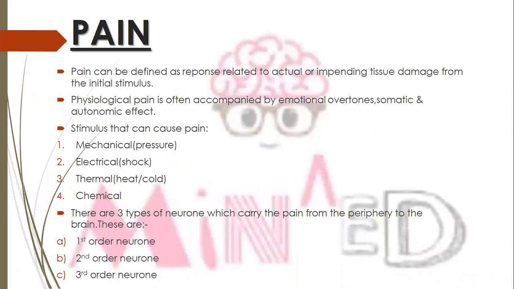There are three types of neuron that can carry the pain from the periphery to the brain: the first order neuron, second order neuron, and third order neuron. Okay, in physiology you have the pain classification in the pain chapter, you can go through that for more details.